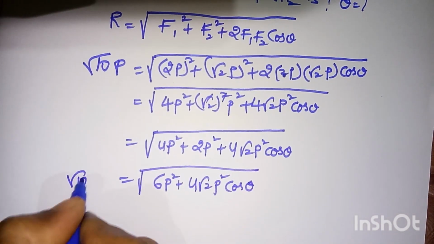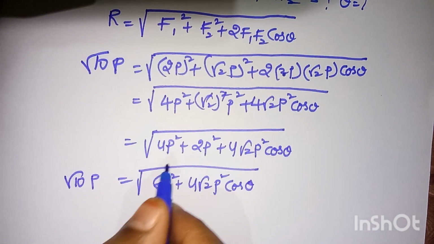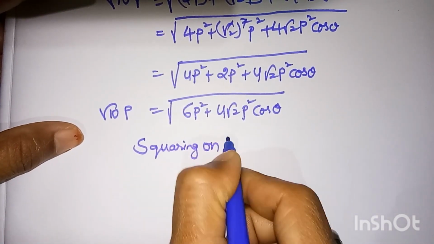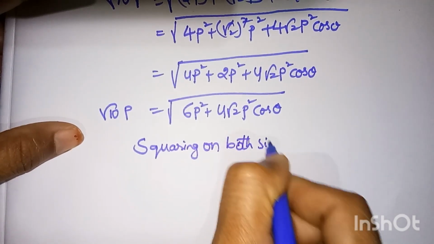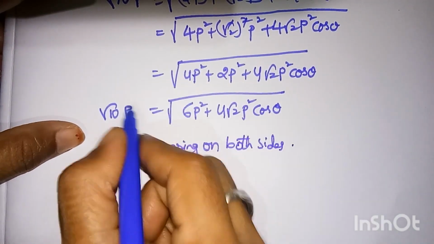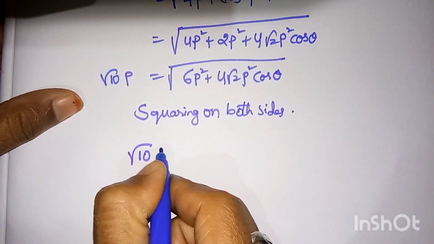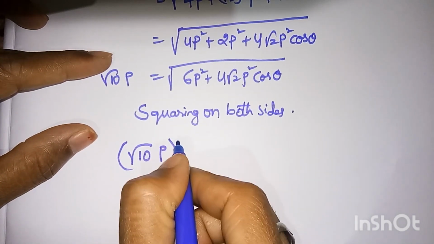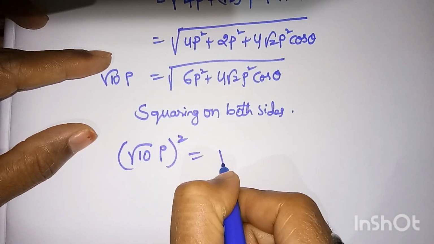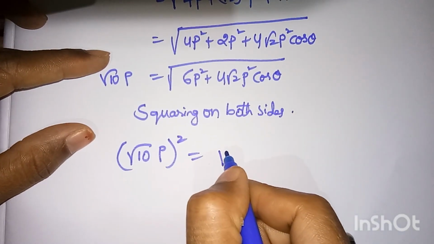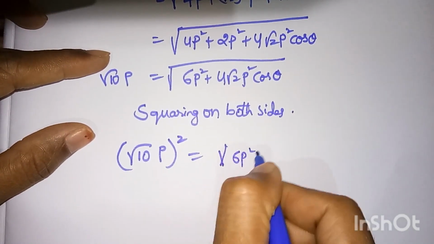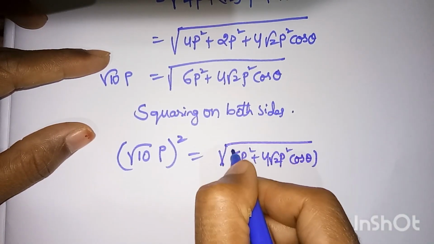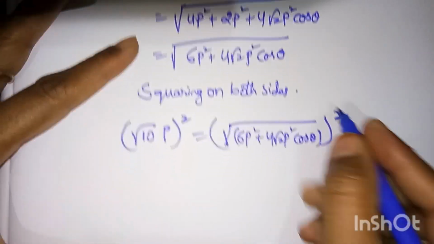So you want to remove the square roots on both sides. Make square on both sides. Squaring on both sides, you can remove the square root here. So root 10p whole square, and under root 6p square plus 4 root 2 p square cos theta whole square. Squaring on both sides now.